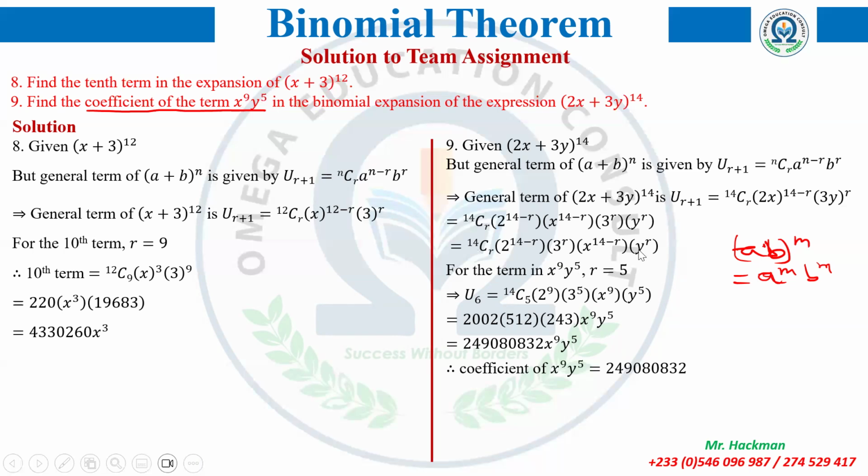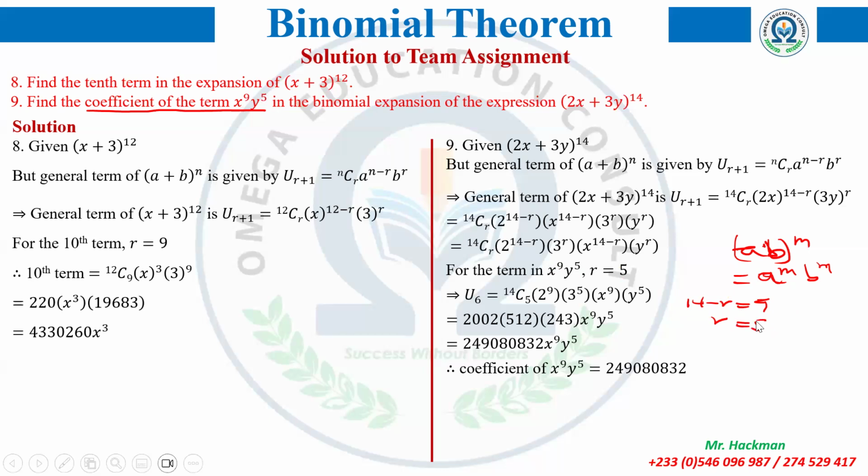So y to the power 5. I think this one, the exponent of the x is not that friendly. If I want to use the exponent of the x, I can still use it. So I will do 14 minus r, which should give me the exponent of the x that I'm looking for, which is 9. So r will be equal to 14 minus 9, and that will give me 5.